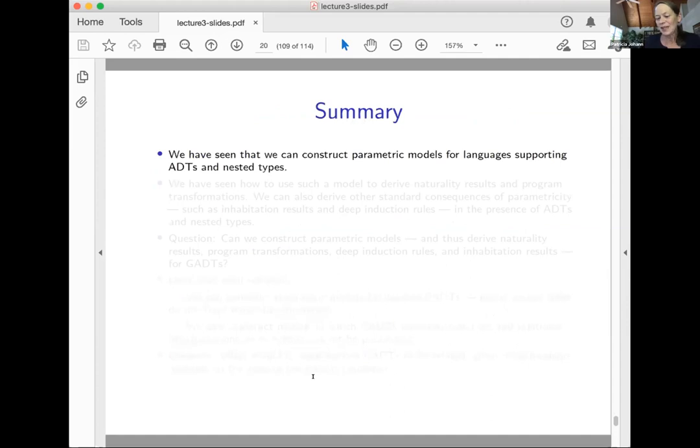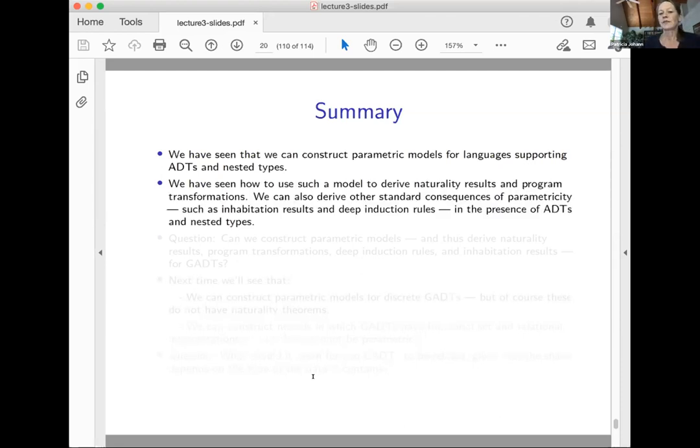Okay, so that's what I want to show you for today. Here's what we've seen. You can construct parametric models for languages that have ADTs and nested types, and I did not talk about all the details of that. For ADTs, you can look at Phil Wadler's paper, and that is on the resources linked off of my homepage. For nested types, you can look at a recent paper by me and Daniel, who's monitoring the chat, and my postdoc, Enrico Giorzi. I think I linked that as well. So we've seen that you can construct these models for ADTs and nested types.